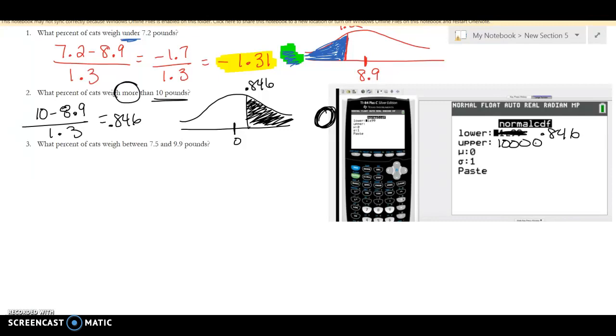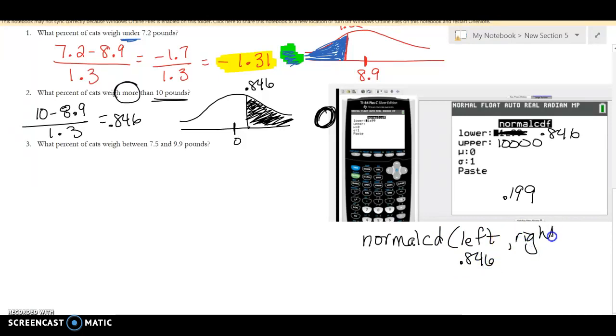Once you get that plugged in, 0.846, I find 19.9. So only 19.9% of all cats weigh more than 10 pounds. That's what that says. And again, if you don't have this screen popping up, you just have to remember it's the left, and on this one, the left was our z-score. Then it's the right, or the upper, which we just picked a big number. And then it's the mean, which was 0, and the standard deviation, which was 1.